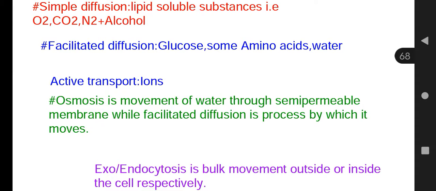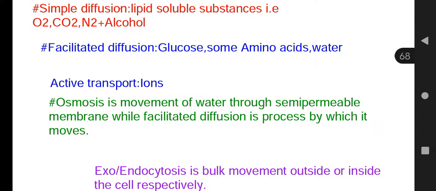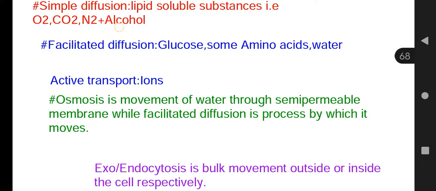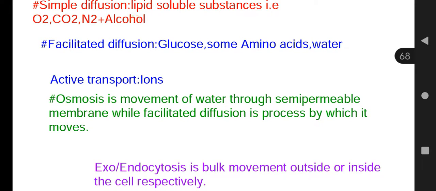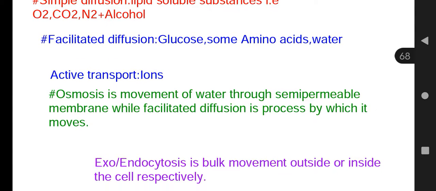Here I have mentioned the examples of the many substances that diffuse by simple diffusion. Simple diffusion means they may be lipid soluble and they pass through the simple phospholipid layer: the lipid soluble substances, oxygen, carbon dioxide, nitrogen gases, and alcohol. These move by simple diffusion. These are very important MCQs. Facilitated diffusion: glucose, some amino acids, and water move by the channels or carrier proteins present in the cell membrane. This is called facilitated diffusion. Active transport: ions being charged substances, these move by active transport.